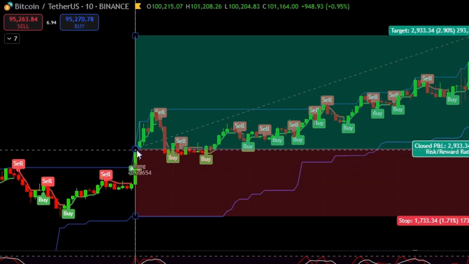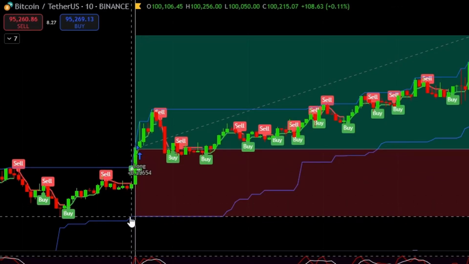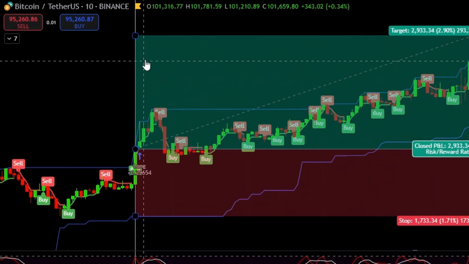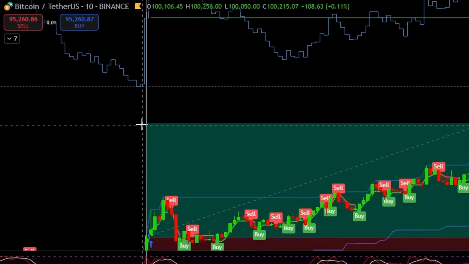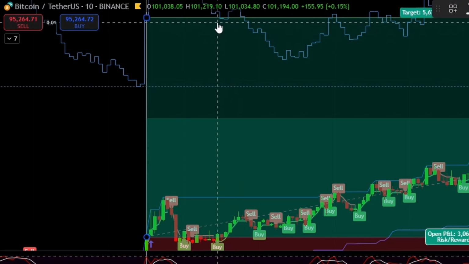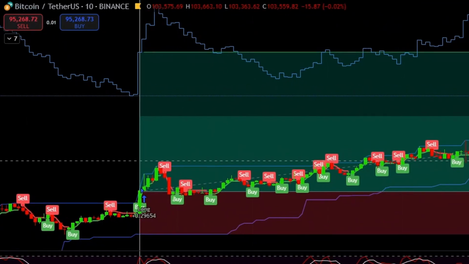The entry will be at the close of the signal candle or at the open of the next candle. The stop loss will be placed at the Donchian channel, which is this blue line. And the take profit level will be at a 20 times ATR distance, which is right up here. Let's see how this trade plays out.